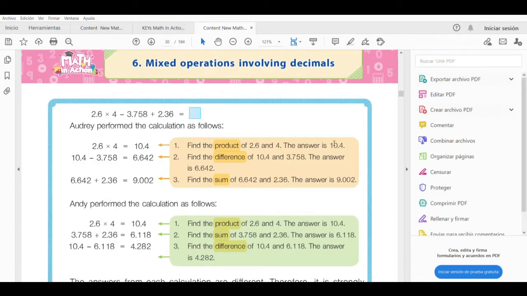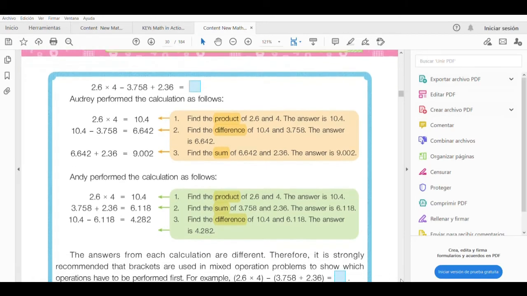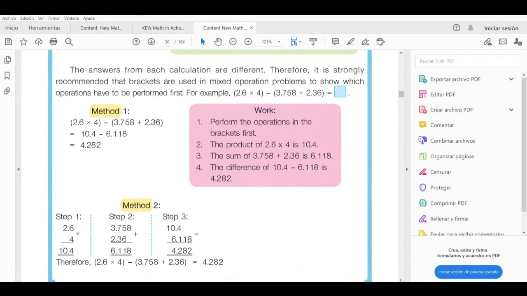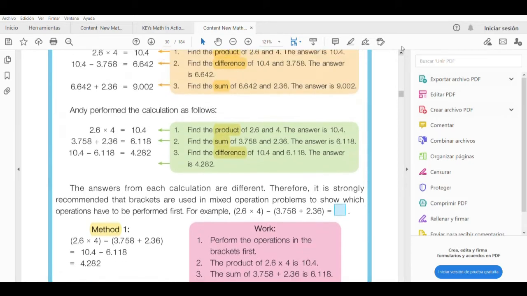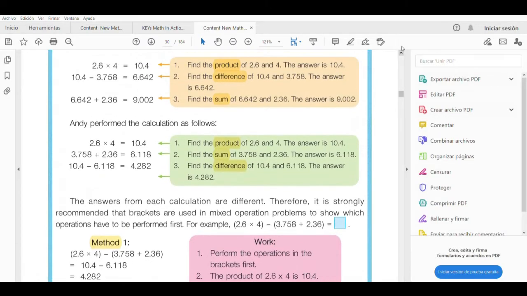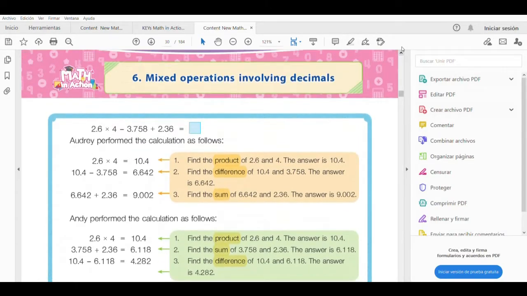So let's start with the lesson in the book. Well, here we are in our book. If you don't have the book, don't worry. If you have the book, you can open it and follow the lesson on page number 30. If you don't, just try to listen to me and I will explain everything for you.